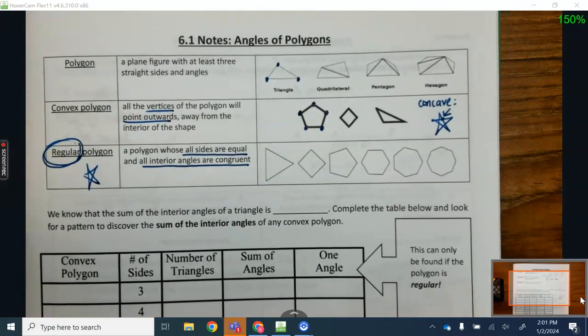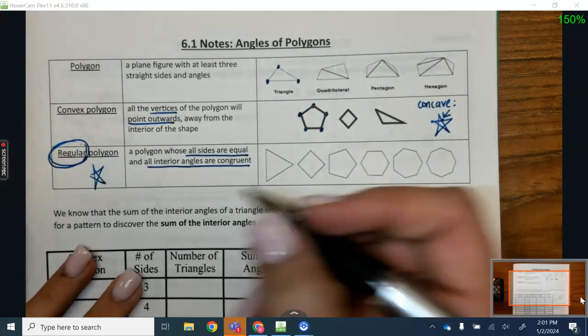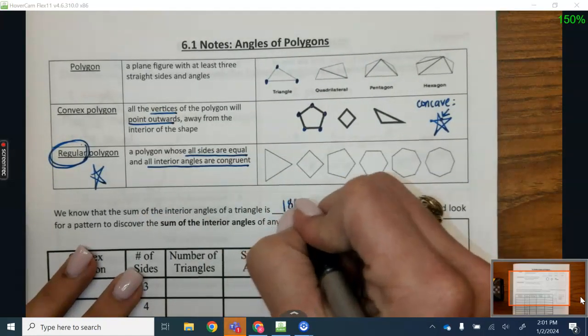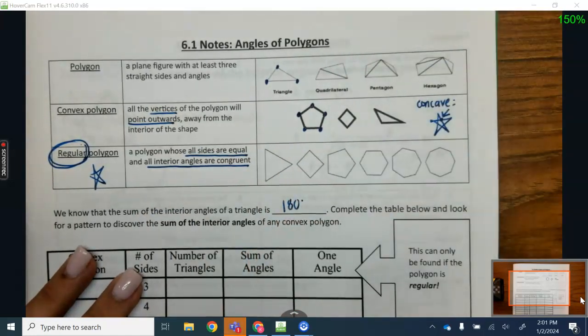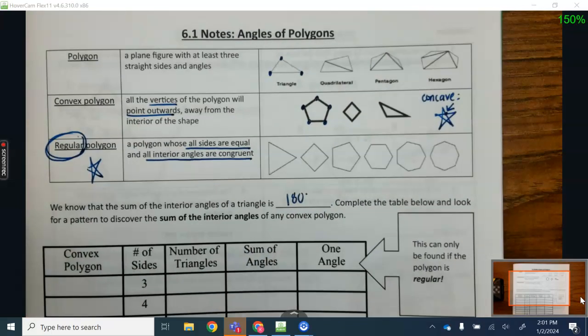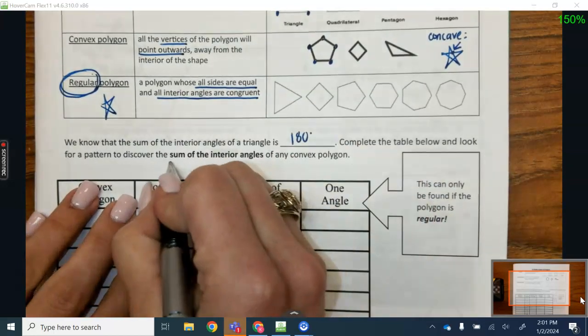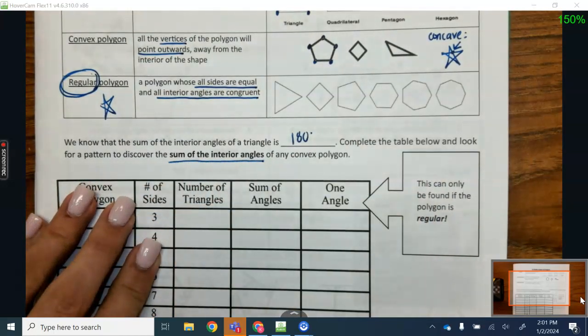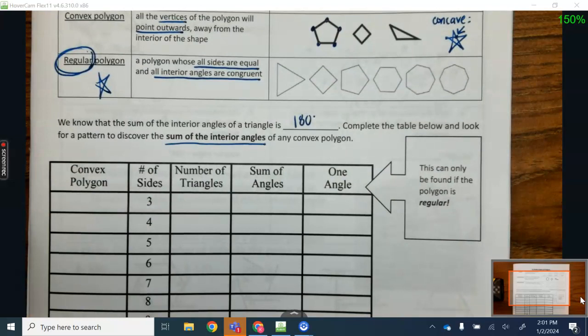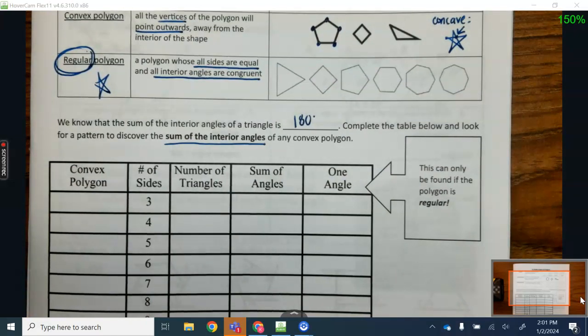So we know that the sum of the interior angles of a triangle is equal to 180 degrees. We learned that in chapter 4. It says to complete the table below and look for a pattern to discover the sum of the interior angles of any convex polygon. We're going to do a few. We won't do this entire table, just for the sake of time for this video.